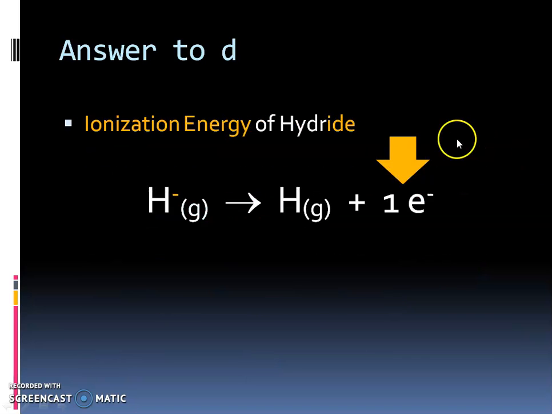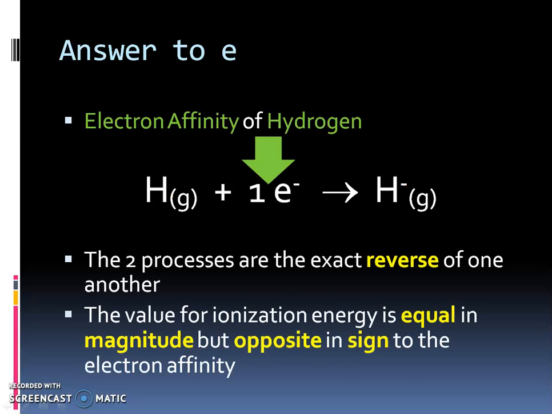Letter D, I just wanted to show you here that because it's ionization energy, your electron is a product. And E, I wanted to show you here with the arrow that because we're talking about electron affinity, the electron is a reactant. So hopefully that makes sense. And the idea is that they are the same reaction, just reversed.